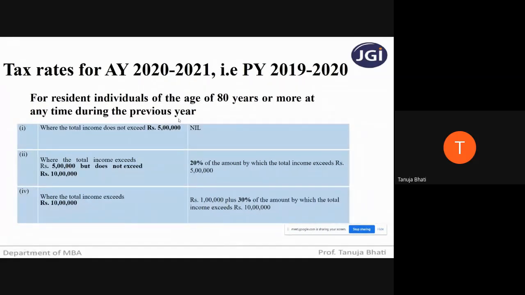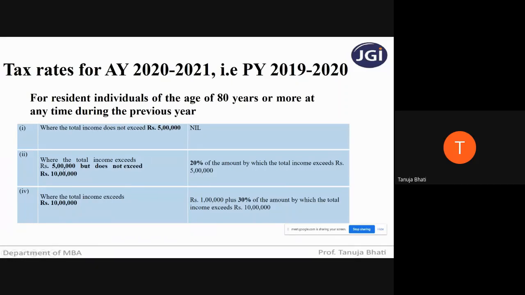Suppose he is a super senior citizen. Now, what is super senior? We have seen a senior citizen is 60 and above and less than 80 years of age. But suppose he's 80 years or more. Then what will be the tax rate? Up to 5 lakh, he need not pay anything. Like suppose his income is 5 lakh in the previous year, he need not pay anything. There is an exemption up to 5 lakh rupees.